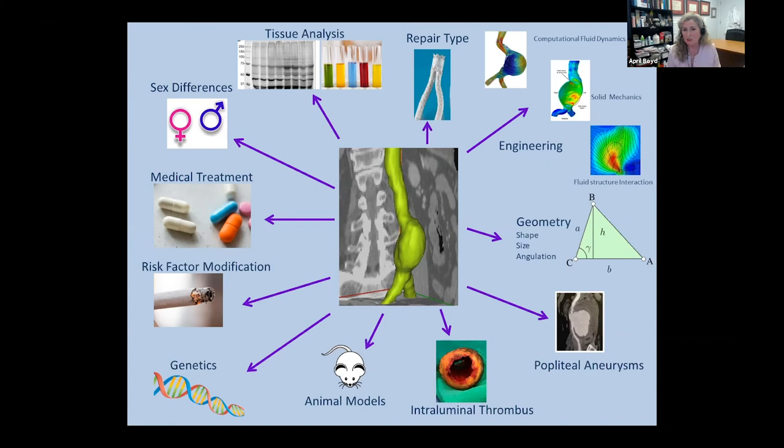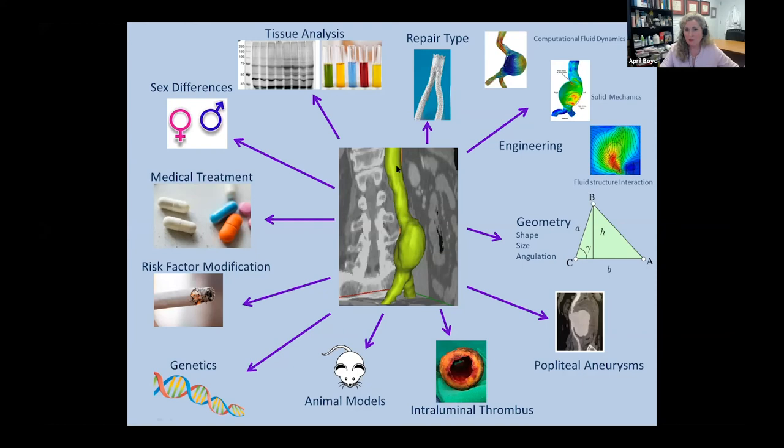Geometry is another area of interest. There's a paper that we presented at the SVS, not by our group, but by another Canadian group, that believes that the more your aneurysm deforms, the less likely it is to rupture. It is an adaptive response. And then if you don't have as much deformation, you have higher risk of rupture. We've yet to look at this with our patients.